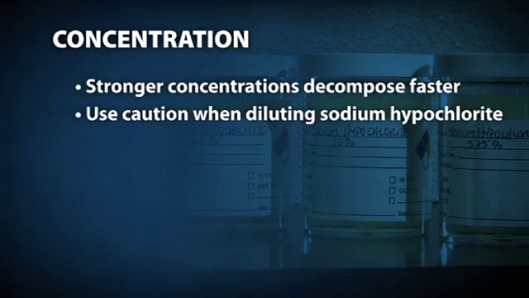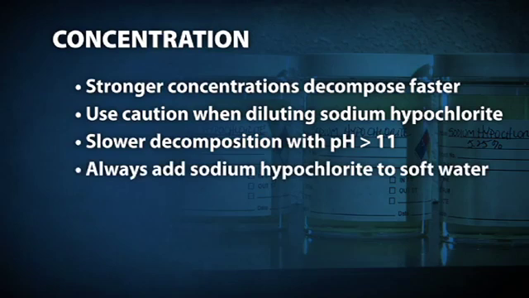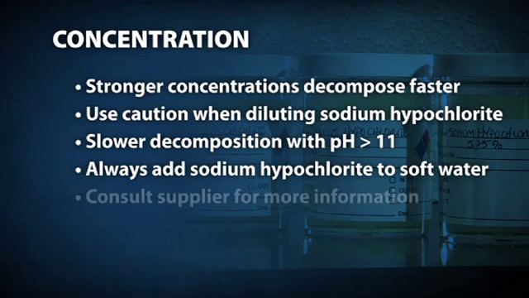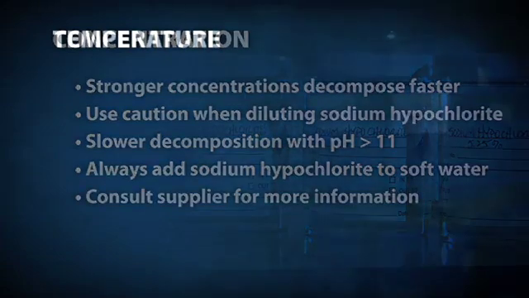However, care must be taken before diluting sodium hypochlorite to make certain it will contain the proper excess alkalinity. Maintaining the pH above 11 with excess sodium hydroxide will slow down decomposition. When diluting sodium hypochlorite, always add sodium hypochlorite to soft water free of metal contaminants. Metal contaminants can accelerate the rate of decomposition. Consult your supplier for additional information.